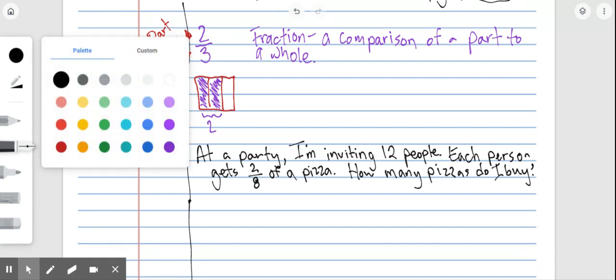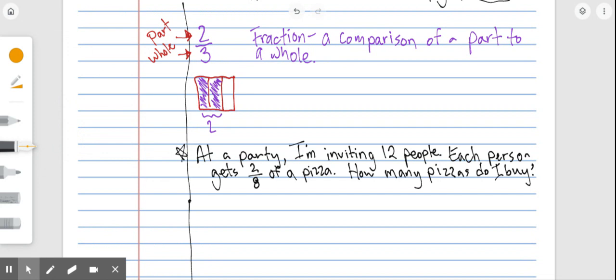So the first thing I want to do is figure out what the important information is here. So pause for a second, find the important information. All right, you should be coming back. The important information here is there are 12 people. Each person gets 2/8 of a pizza. Okay, and then my question is, how many pizzas do I buy? So we know that there are 12 people, and I want to know that each person gets 2/8. Okay, so that word each kind of tells me that I need to multiply. So I'm multiplying fractions here. I need to multiply 12 by 2/8.